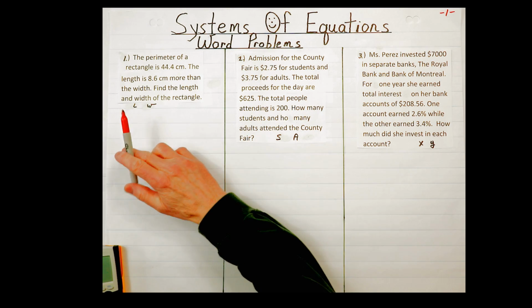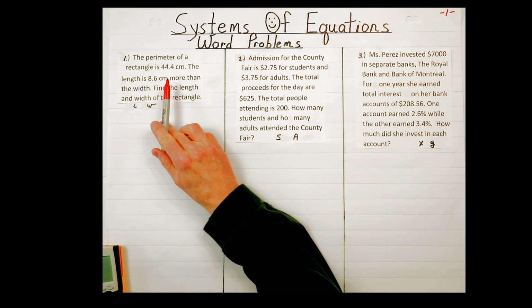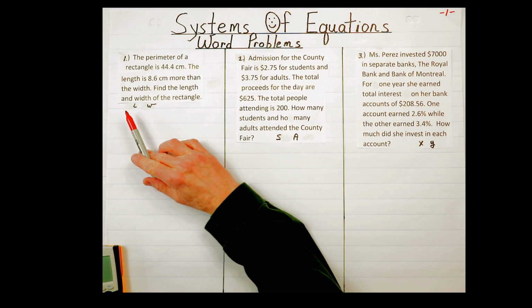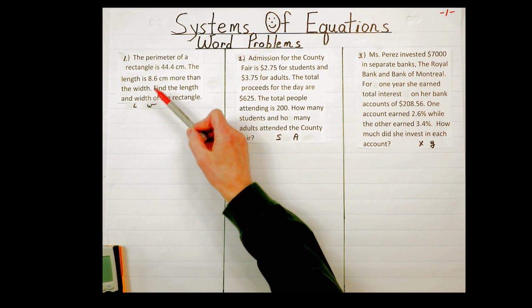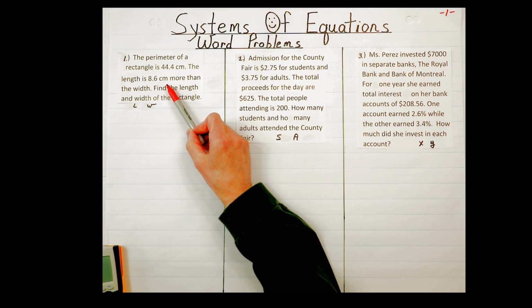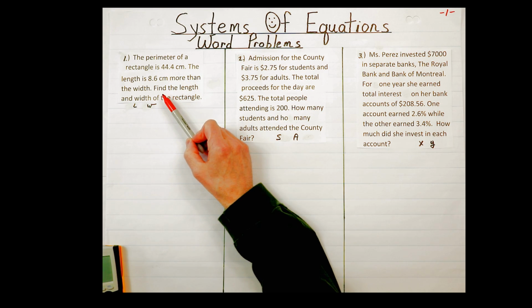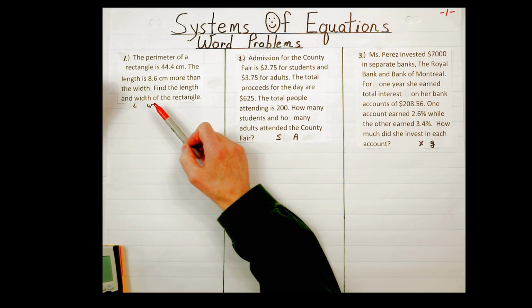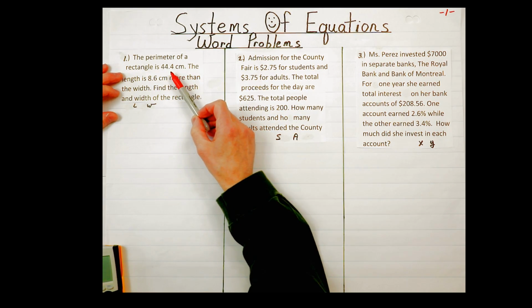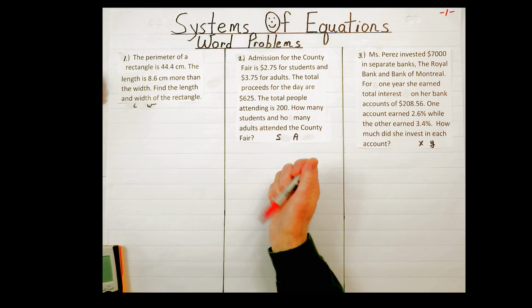Okay, so the first one. The perimeter of a rectangle is 44.4 centimeters. The length is 8.6 centimeters more than the width. Find the length and the width of the rectangle. Okay. I'm going to do the equation first that has 44.4 in it.